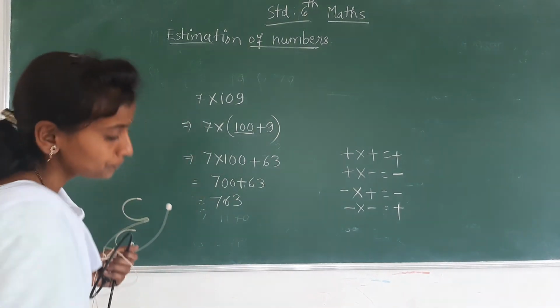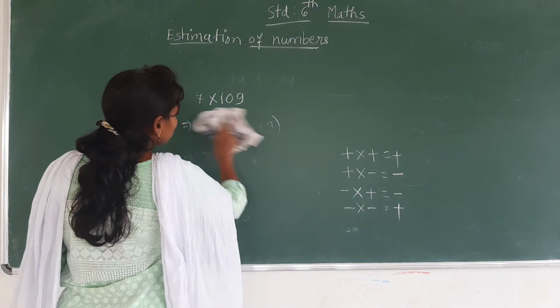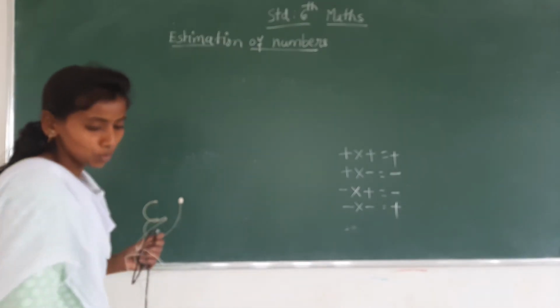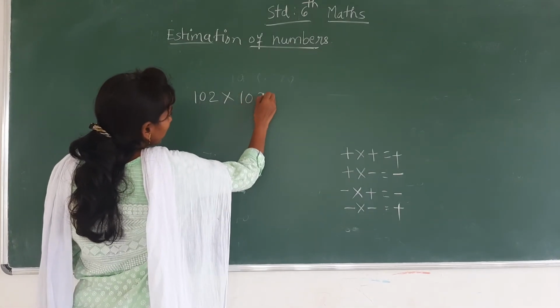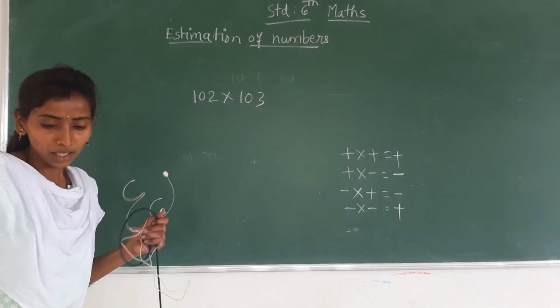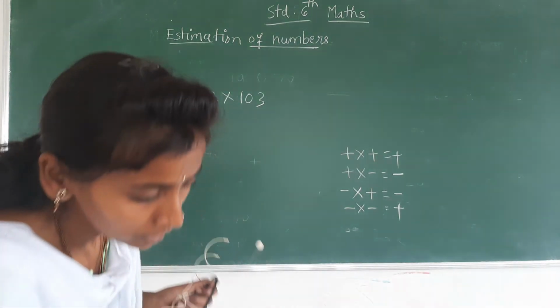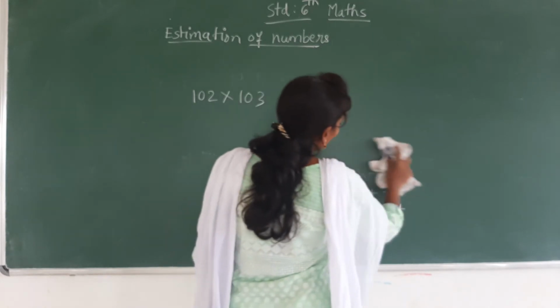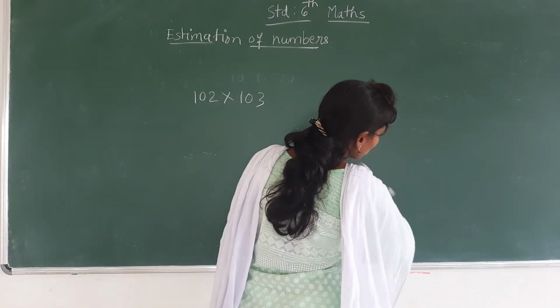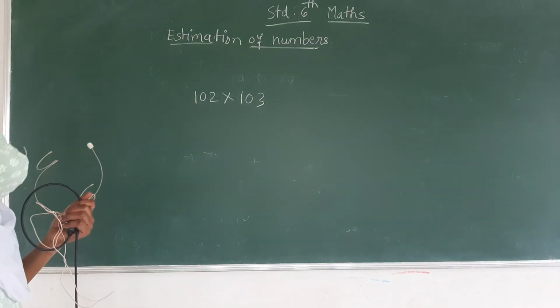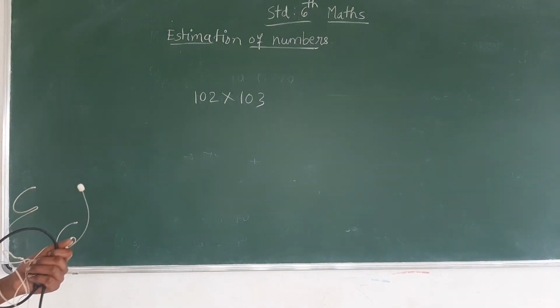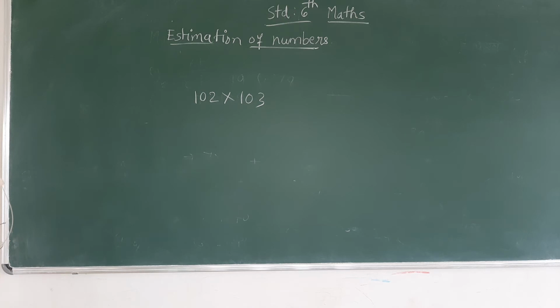Again, one more example. 102 into 103. See here both the numbers are 3-digit numbers. When you are multiplying these two numbers, it goes on lengthy. For that we are using the simple method, that is expanding the brackets.